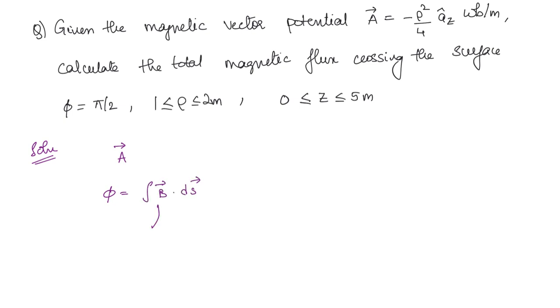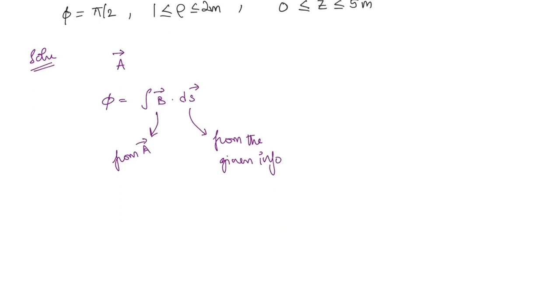Okay, so we need to find this B̄. This can be found from the vector magnetic potential Ā, and dS̄ from the given information, right? This is the given information, different parameter values are given. Okay, so from there we have to find the surface. What is the surface? So first we will see what is the magnetic flux density. This is the curl of the vector magnetic potential.